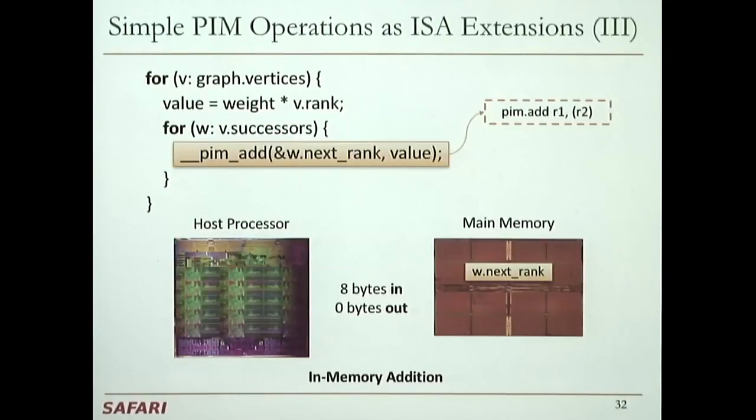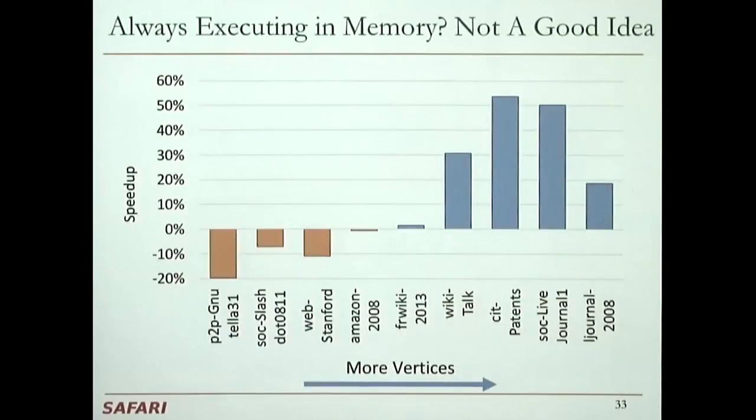So let's take a look at, is it always good to execute in memory? And that's not a good idea. So these are empirical results again. But basically, these are some graphs, and you're doing PageRank on top of them. And these are larger graphs, and these are smaller graphs.